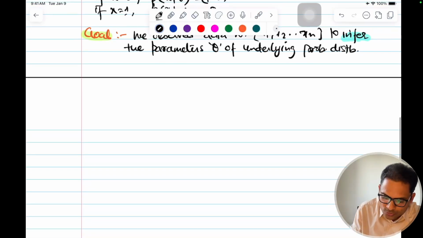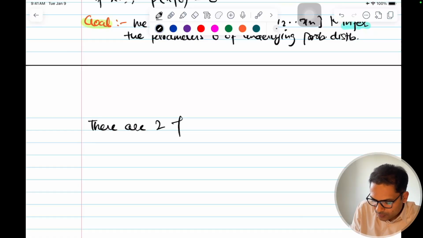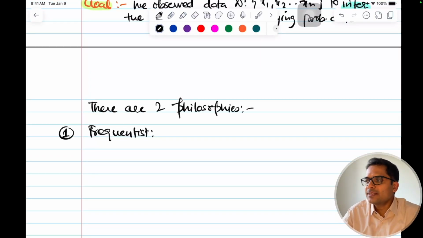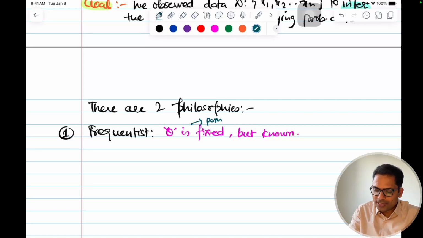So there are two philosophies, two schools. As I mentioned earlier, the first one is frequentist. The frequentists say theta is fixed but unknown. So it is fixed at one point. This is one way to give a point estimate. That is one point: one value of theta will be given.